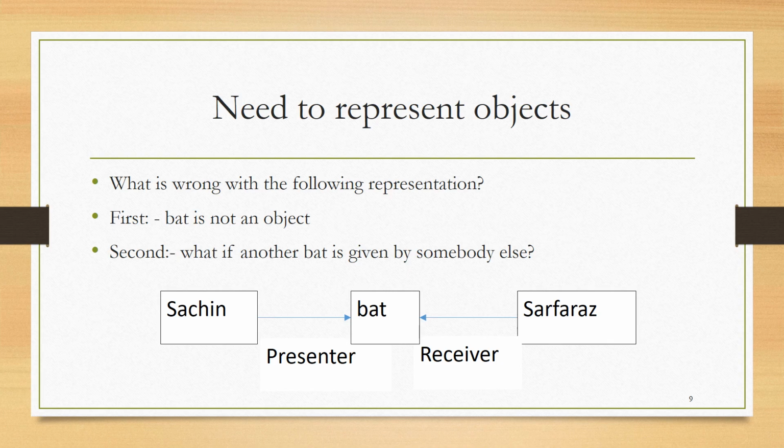So let us see what is the need to represent objects. As we see in the picture, Sachin is a presenter of a bat and Sarfaraz is the receiver of the bat. That is, Sachin gives his bat to Sarfaraz. So, what is wrong in the following representation? First, bat is not an object. Second, what if another bat is given by someone else?